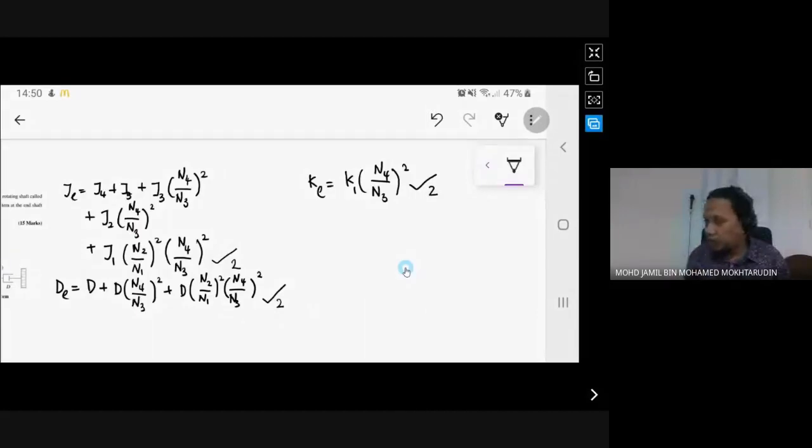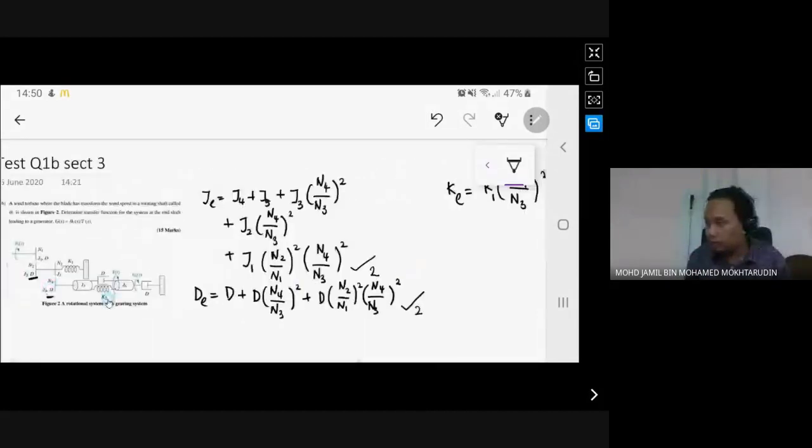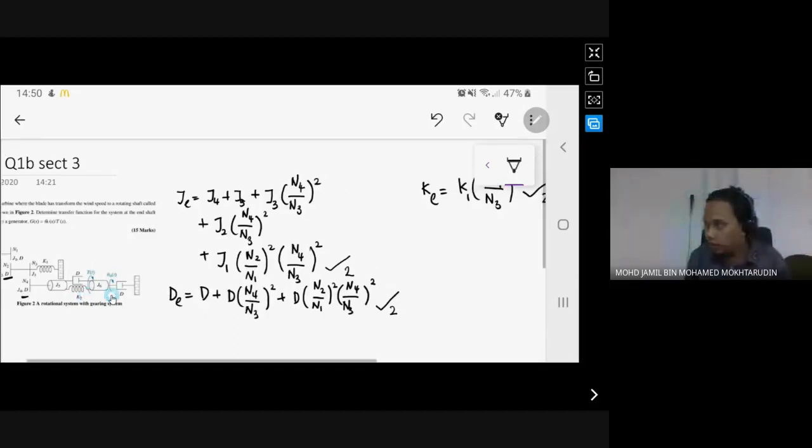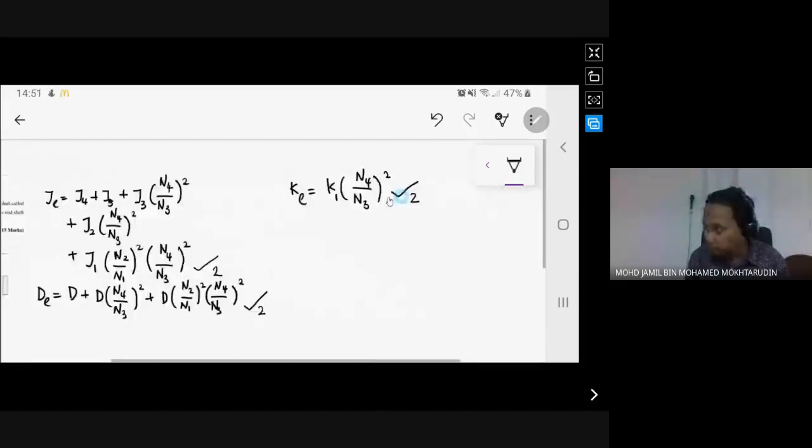So some of you are at K2. So after calculate K1 times N4 over N3 square and then plus K2, so plus K2 I think 0 terus, no marks, okay? And if you reverse N3 over N4, you get 1 mark. If you put power of 3, for example, you get 1 mark.